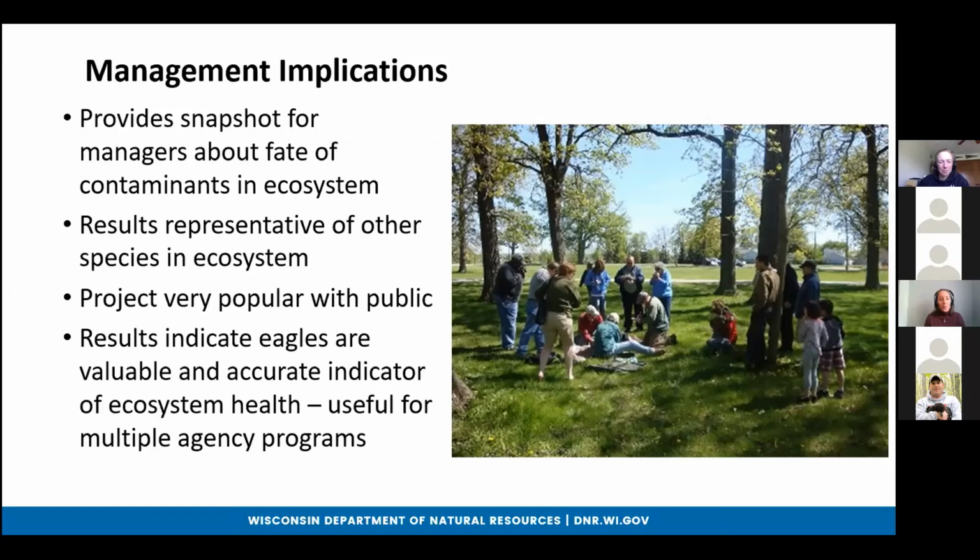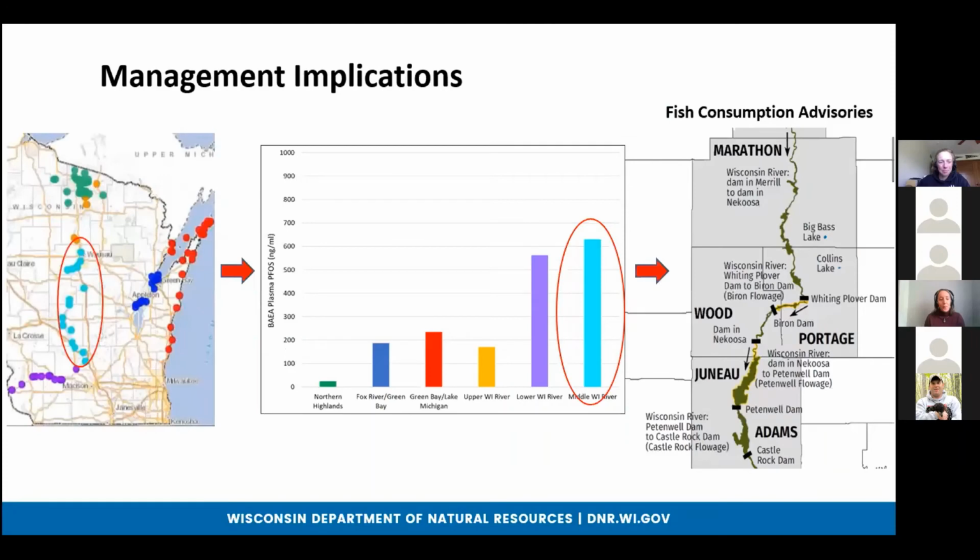And finally, the results indicate that eagles are a very valuable and accurate indicator of ecosystem health, which can be useful for multiple agency programs. And I'll give you a specific example of that. As I mentioned, the middle Wisconsin River population, which showed very high, or relatively high, levels of PFOS compared to other areas of the state.